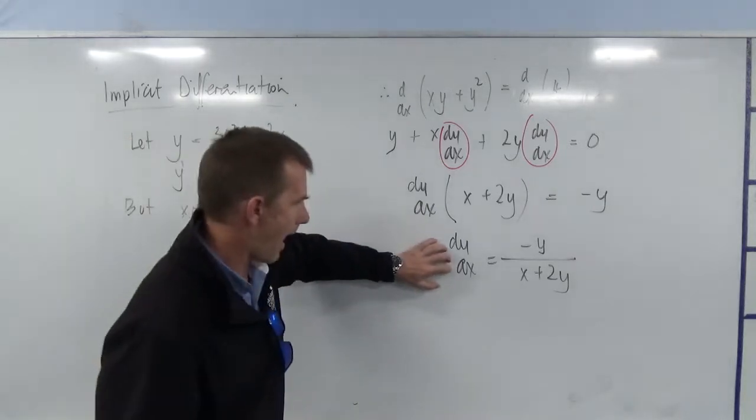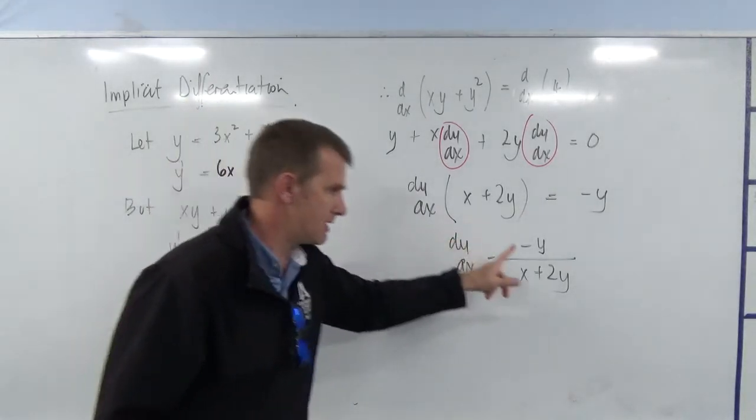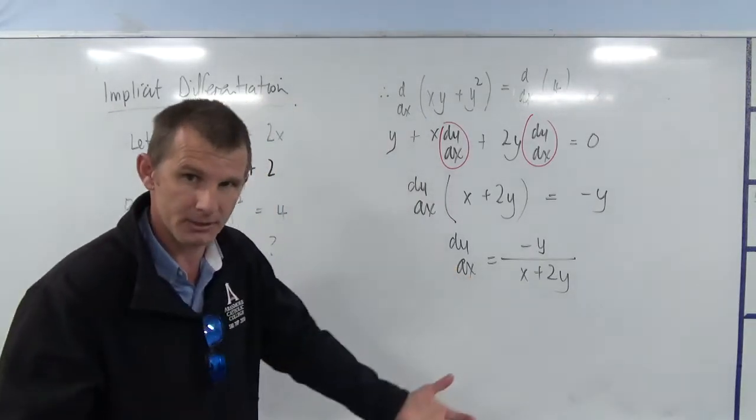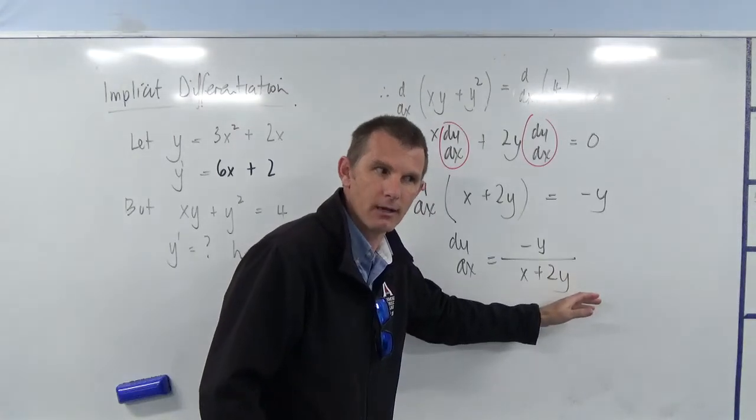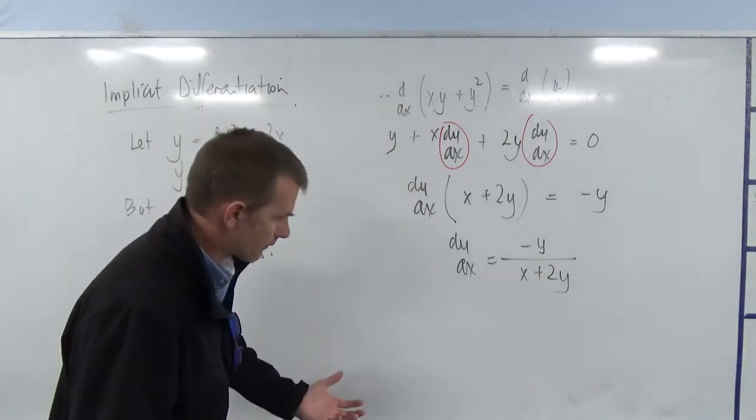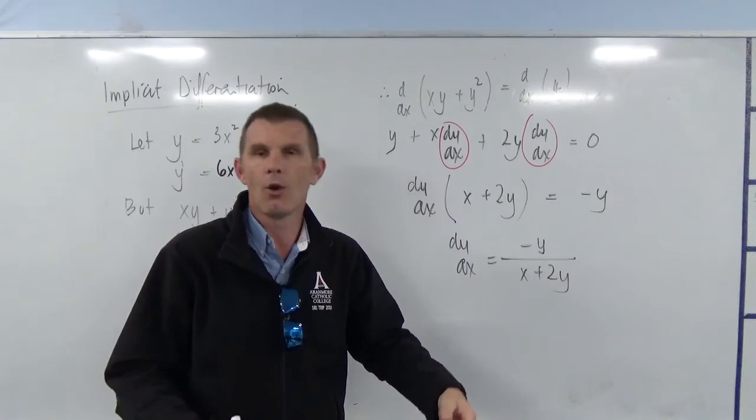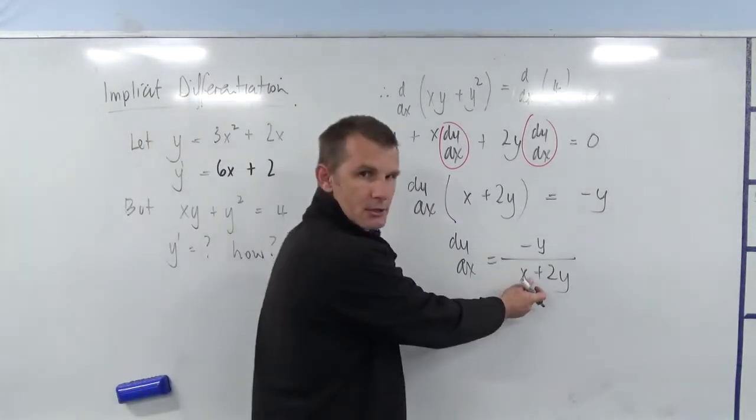So I now have dy dx. I have the gradient. Yes, it's in terms of x and y, but that's because it's an implicit function. Okay? I'm not going to just have x's or y's over here. Now, in this sort of question, you would normally be given this sort of thing and say, find the gradient when x equals 3 and y equals 2. You'd just go substitute them in.